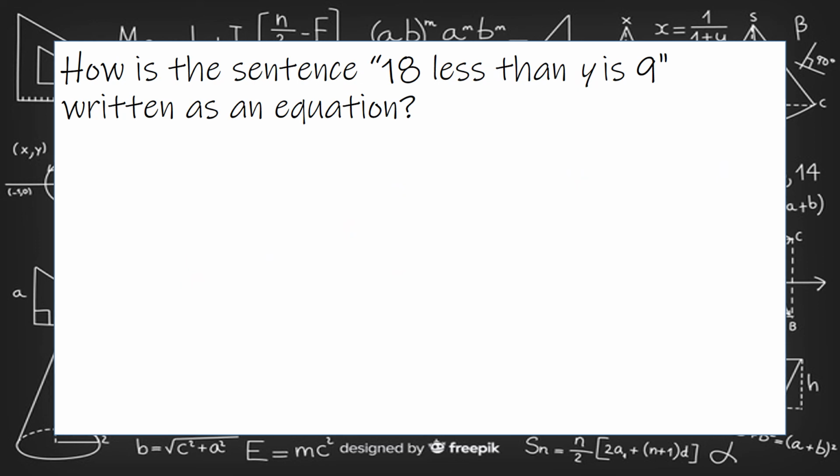How is the sentence 18 less than y is 9 written as an equation? Remember, is equals. And 18 less than y, I know less than is a subtraction. Think of your sister is 2 years less than you. So you minus 2 gives you your sister. So we're going to make that 18 because it's 18 less than y is 9. So y minus 18 equals 9.